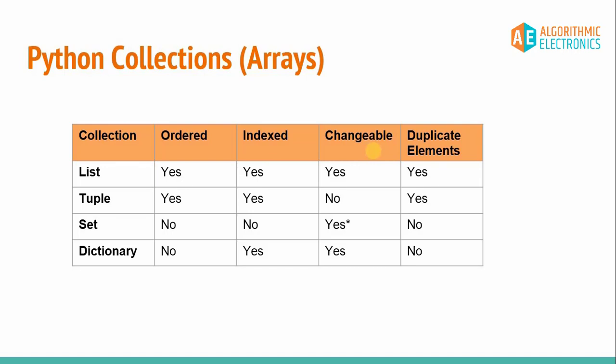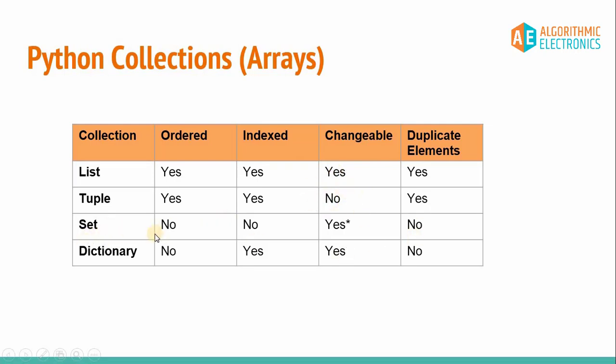it is ordered and indexed like the list, but it is not changeable, and duplicate elements are still allowed inside the tuple. So if you compare list to the tuple, almost they are the same, but the only change is that this is changeable and this is not changeable.